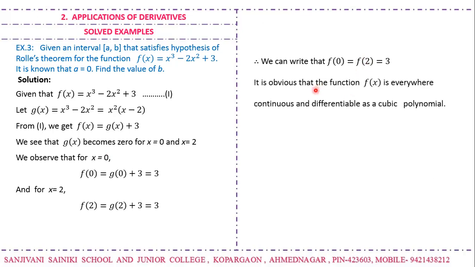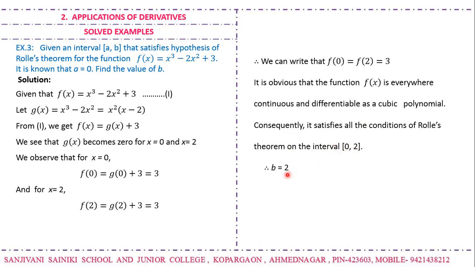So obviously the function f of x is everywhere continuous and differentiable as it is a cubic polynomial. So consequently it satisfies all the three conditions of Rolle's theorem on the interval 0 to 2. So we must have b is equal to 2.